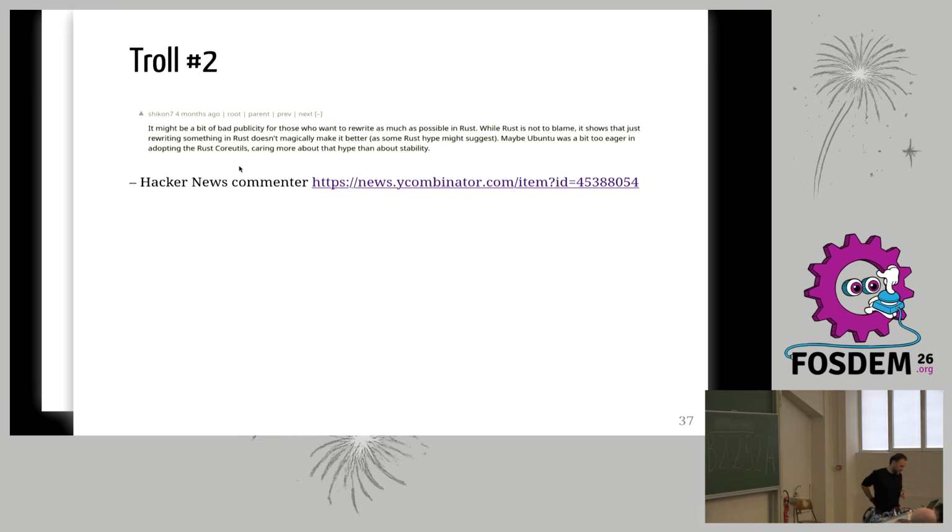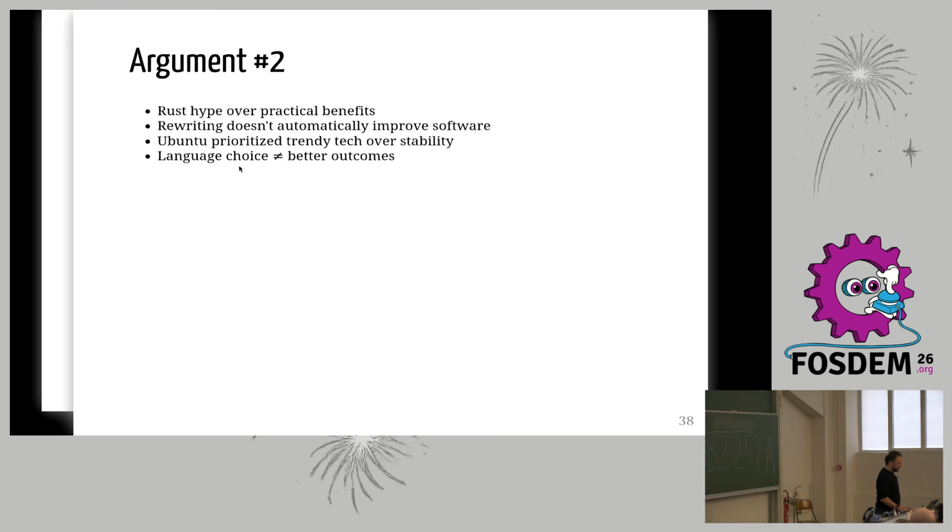So another one. So it may be a bad publicity for those who want to rewrite as much as possible in Rust. Yeah, fair. And what I like in that sentence is that we were trying to follow the hype of Rust. So basically what that person wrote is we are trying to be fancy, modern, and we want to show off. Someone said I am doing that for my resume. Probably not, but it was fun still to read that.